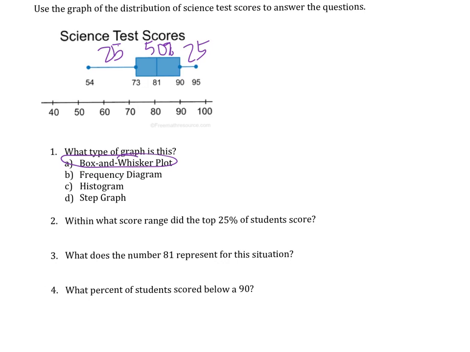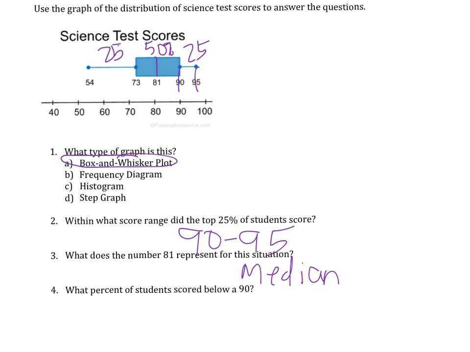Number 2, within what score range did the top 25% of students score? Well, after I explain that, you can see now that 25% in the top scored between 90 and 95. So that's your answer for number 2. And then number 3, what does the number 81 represent for this situation? 81 is a line in the, well, not always in the middle of the box, but it's in the box, and it represents the median, or in other words, the middle number of a group of data.